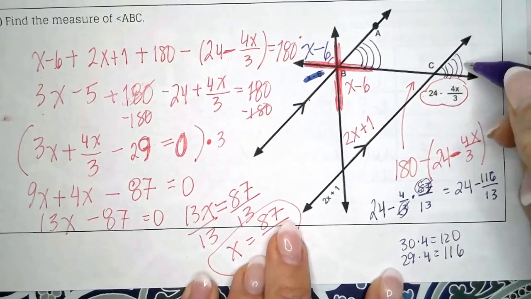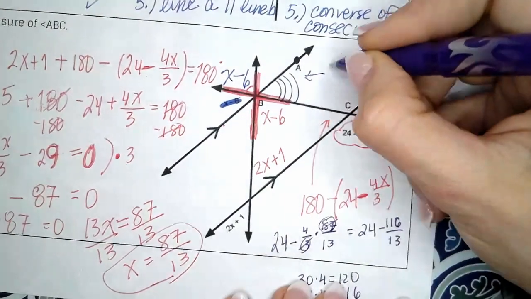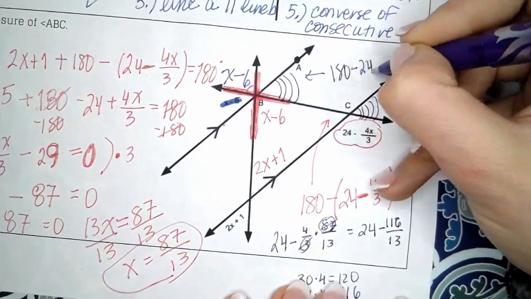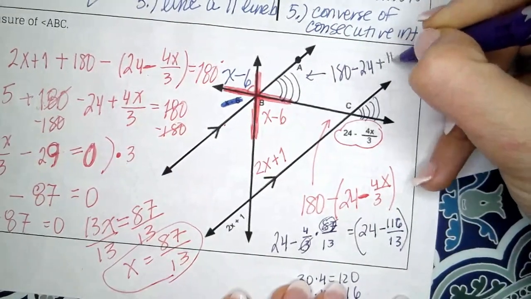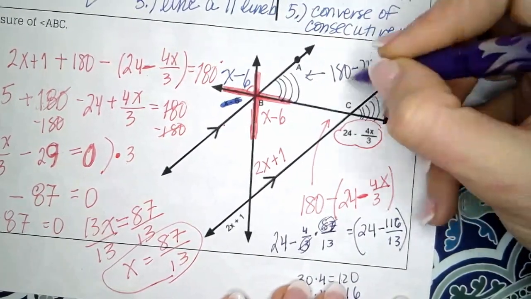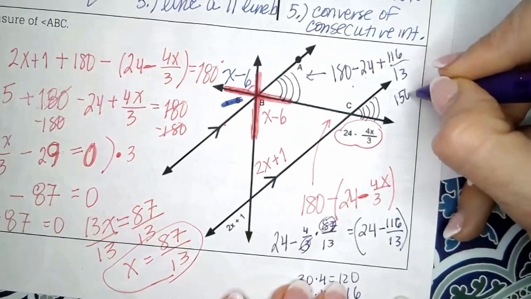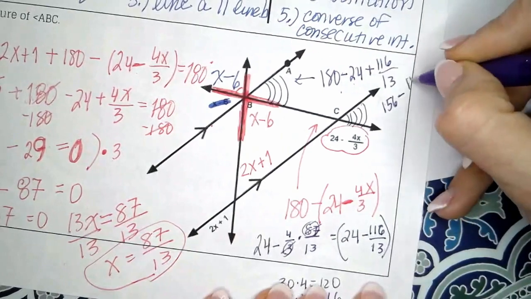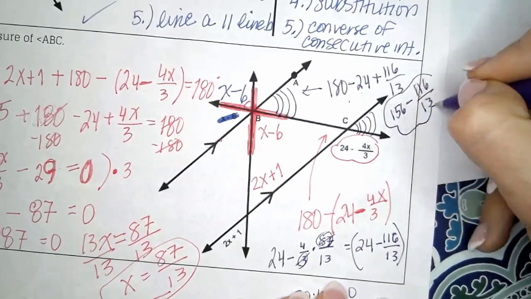And then last, to get that angle, we do 180 minus this. So final answer, 180 minus 24. If I distribute, it'll become plus 116 over 13. And then we just clean up from there. So minus 20 is 160, minus 4 more is really 156 minus 116 over 13. And I would normally find a common denominator, but you could probably just leave it like this and I won't be mad because it's really annoying.